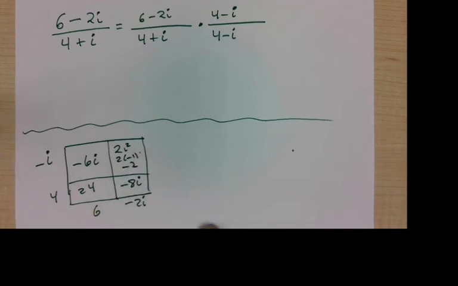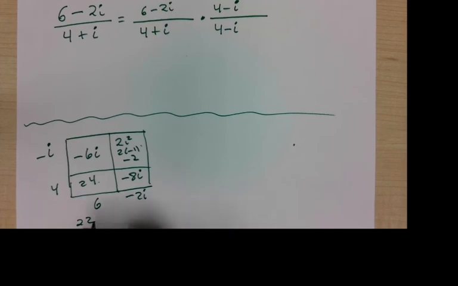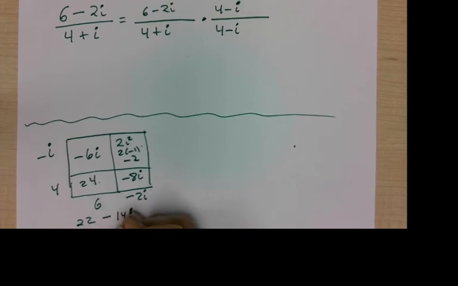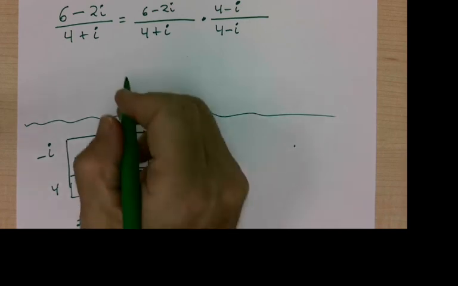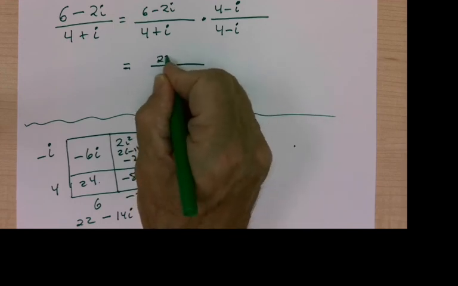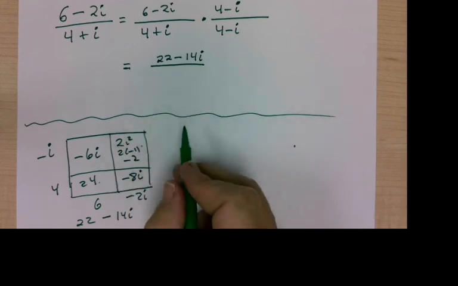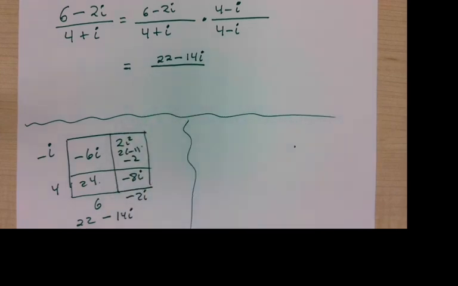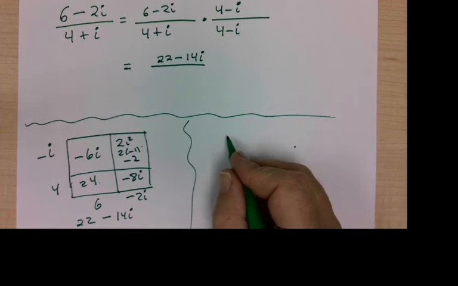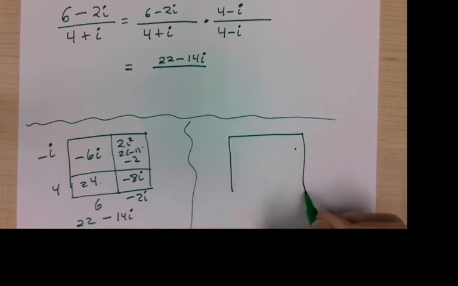So if we put all this together, what do we get? 24 minus 2, 22. Negative 6i and negative 8i is minus 14i. So 22 minus 14i is what we will get in the numerator. And then we need to go ahead and do 4 plus i times 4 minus i, and we hope all of the i's go away. The point is to rationalize the denominator. So let's do that.